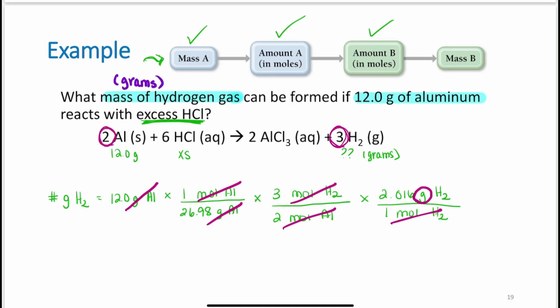Remember, in order to cancel out, it has to have one in the numerator, one in the denominator. And this does not cancel out the numbers, just the units. Our numbers are still here. Go ahead and do the math here. And when I solve this out, I find the answer to be 1.34 grams of H2.